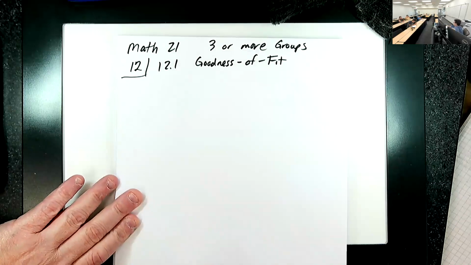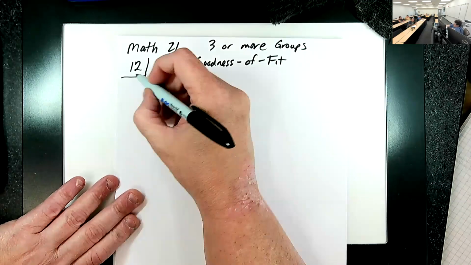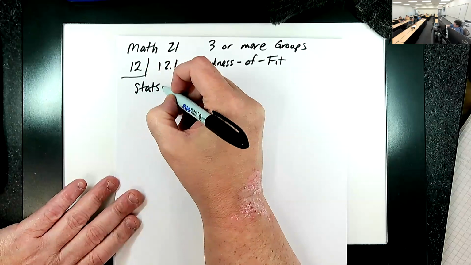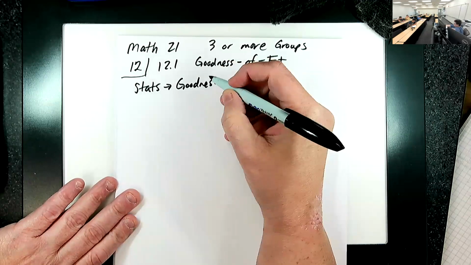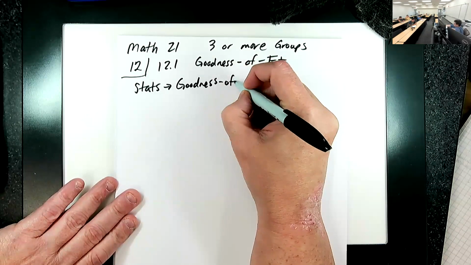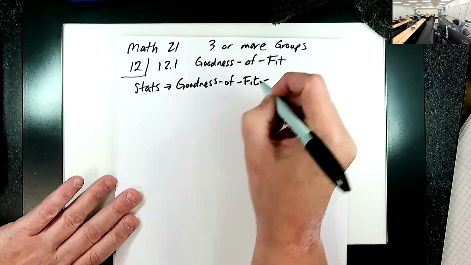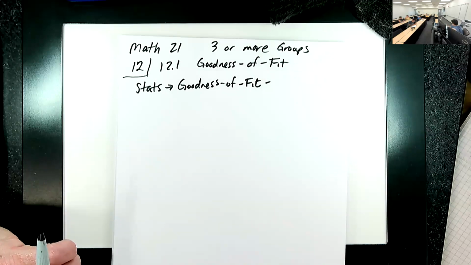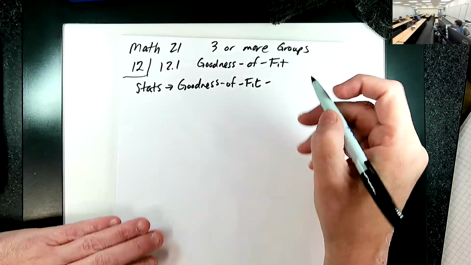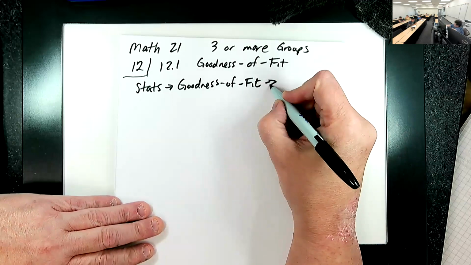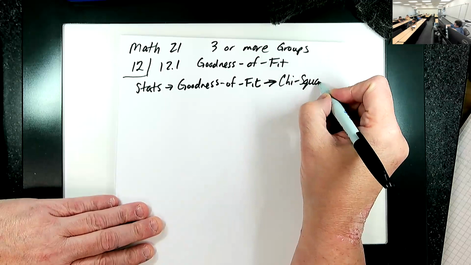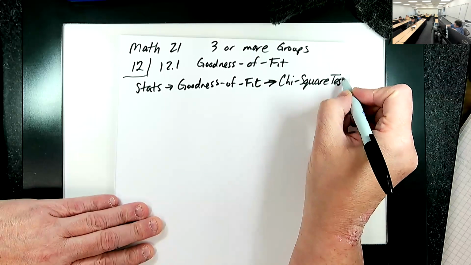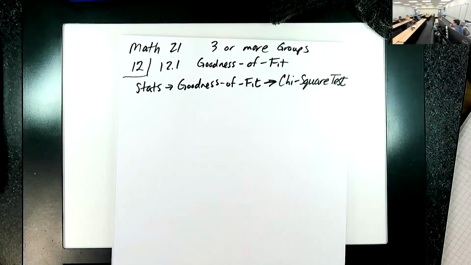Let's just get your StatCrunch commands right out of the way right now. Stats, goodness of fit. And then, what does it say? Chi-square test, which is very unfortunate because the next test is called the chi-square test for independence. This one is like the chi-square test and there's dependence in it.